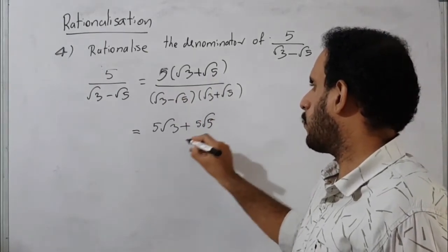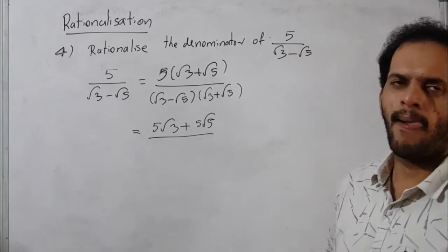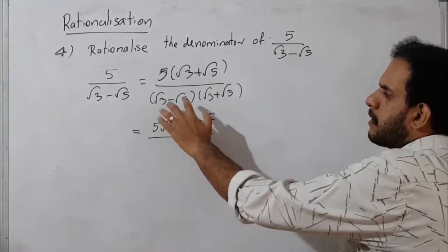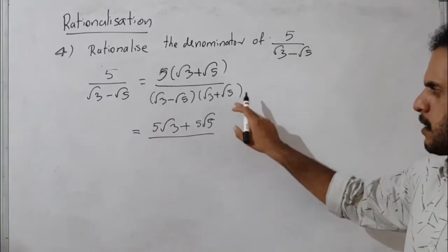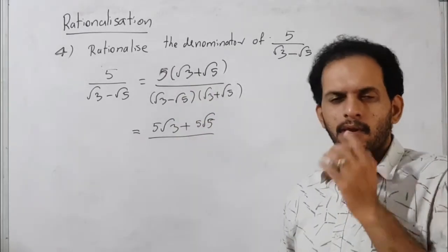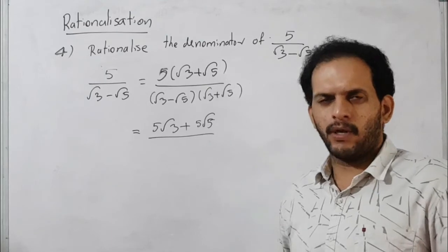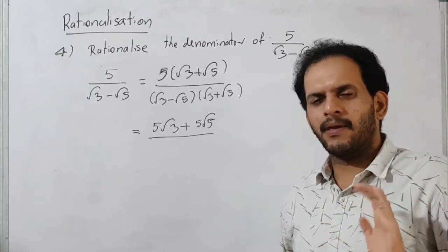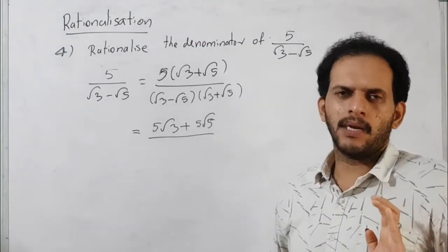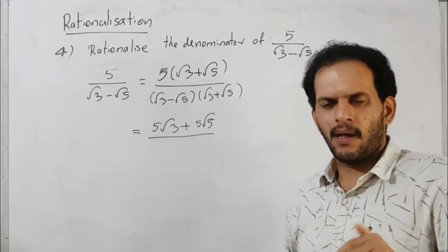Okay. 5 root 5 by, what is this form? This is in the form of a plus b into a minus b. The denominator we always get only in the form of a plus b into a minus b. Okay. Where we get a plus b into a minus b form, the denominator.